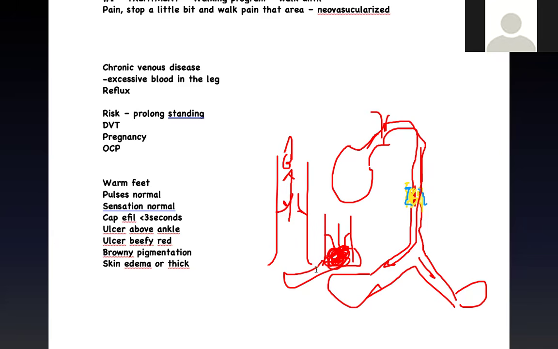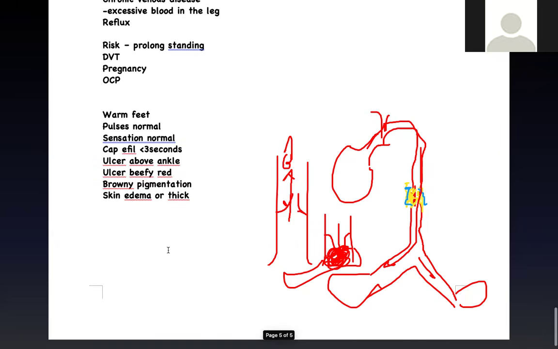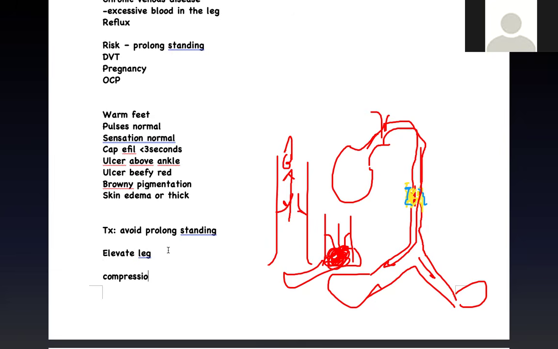Pay attention to that. What do you expect, okay, in terms of treatment? If standing for a long time makes the leg have this problem, then avoid prolonged standing. And therefore, for these people, elevation is good. Elevate the leg. Don't put it in a dependent position. So I want you to elevate it as much as possible. And wear compression stockings.